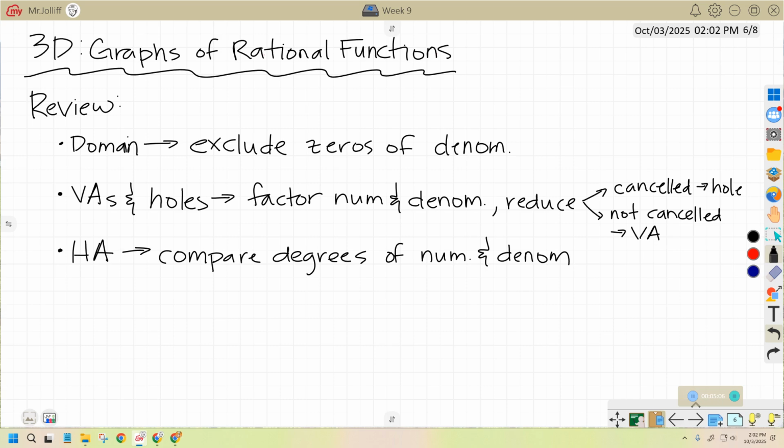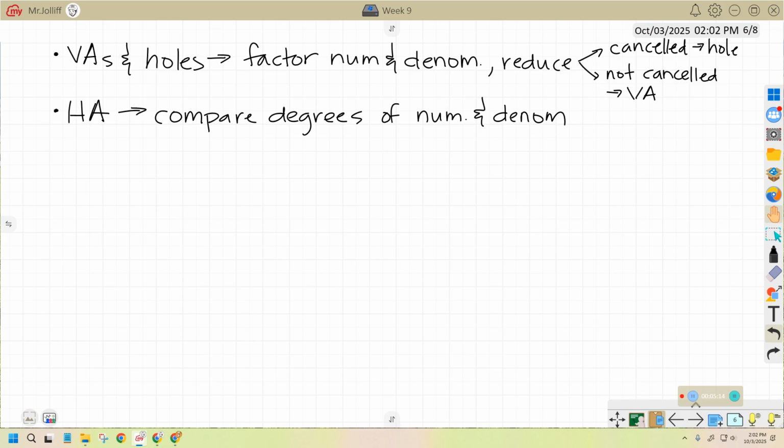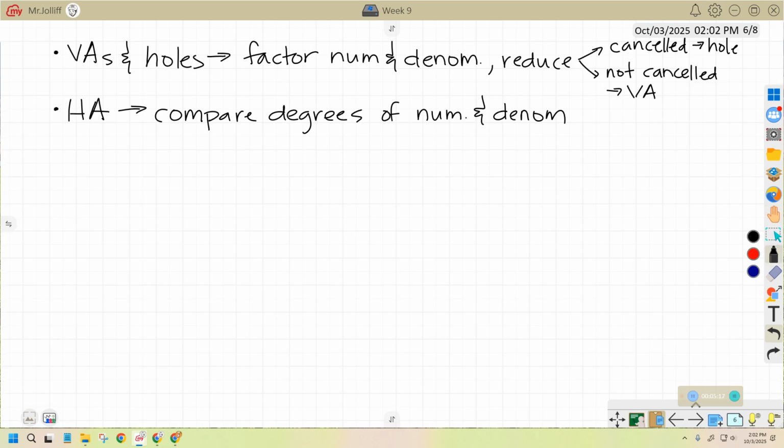Good. So those give us a whole lot of features of the graph. There's two more local features we want to talk about, and those are the x-intercepts and y-intercepts. So let's start with y-intercepts. How many y-intercepts should a function have? 1. Very good, because I should not have points stacked on top of each other. Then it's not a function. It fails the vertical line test. So there's one y-intercept for every rational function.